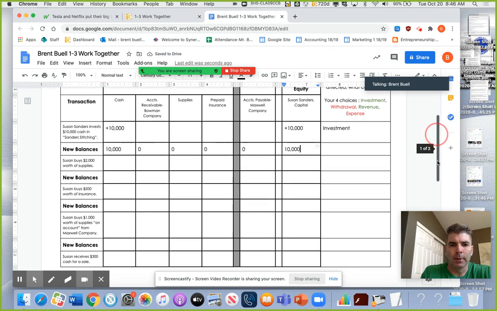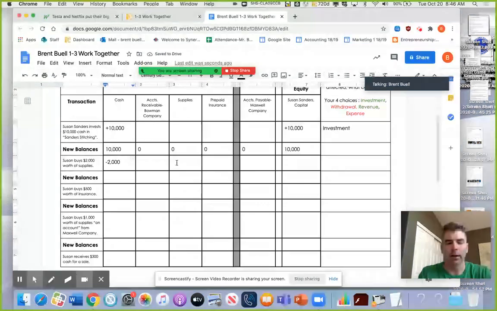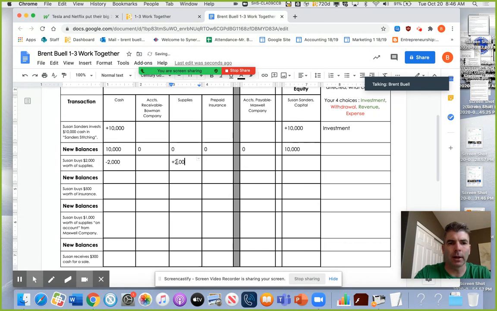All right, coming down here now. Susan buys $2,000 worth of supplies. This is not a new one either. We should be okay here. Notice it doesn't say on account or anything, so we can assume she's paying cash. So minus 2,000 in cash. And then you come over here to supplies, and we say plus 2,000 in supplies.